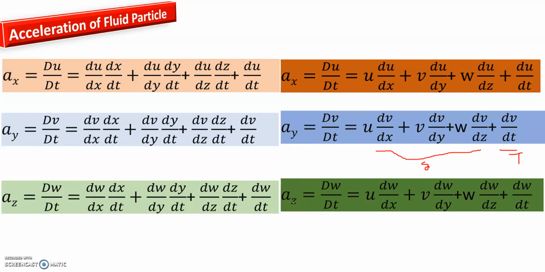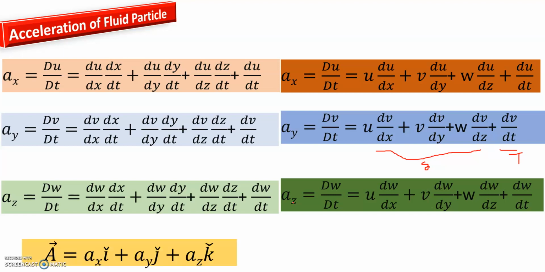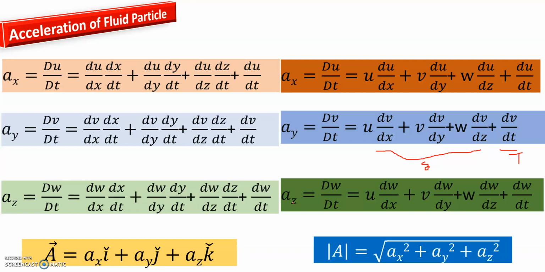Once you get ax and ay and az, we can represent the total resultant acceleration as axi plus ayj plus azk, or the magnitude as root of ax square plus ay square plus az square.